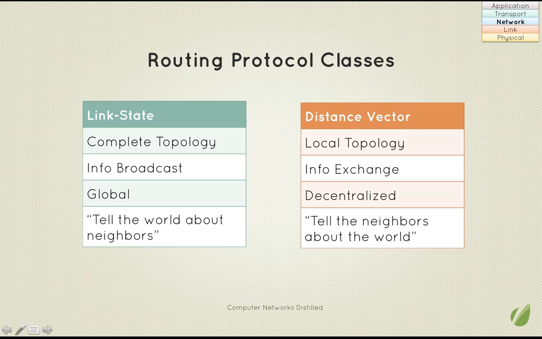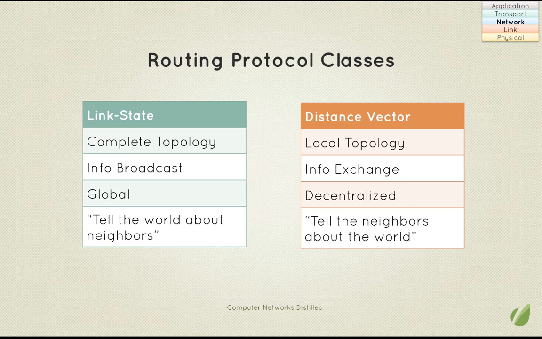A link state algorithm is going to have to broadcast the information, and it's going to broadcast the information about the state of its links to everyone in the network. A distance vector algorithm, on the other hand, is just going to exchange information among neighbors, but it's going to exchange the information about its complete routing table. Link state is a very global algorithm, whereas distance vector is a very decentralized algorithm. This is a nice way to summarize it. Very informally, a node in a link state algorithm tells the world about its neighbors. That is, it tells everyone about its one-hop neighbors. Whereas in distance vector routing protocols, nodes tell their neighbors about the world, about everybody else.